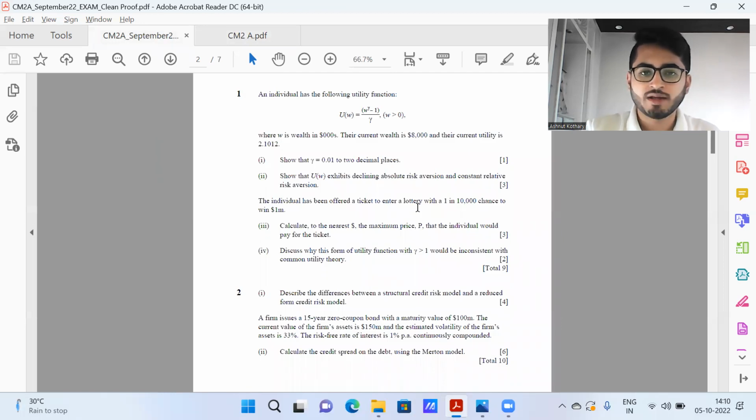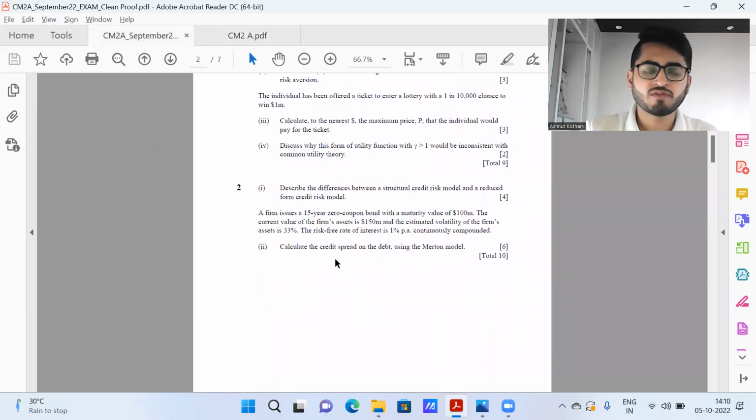Next, question 2, part 1 is direct book work. Part 2, we need to find the credit spread. Now remember that here the risk-free rate of interest is given to be 1% per annum continuously compounded. So the credit spread is nothing but the difference between the return on the bond minus the risk-free rate. So that can be quoted either as continuously compounded or annualized as well. The way in which I have performed, I have found out the continuously compounded one.